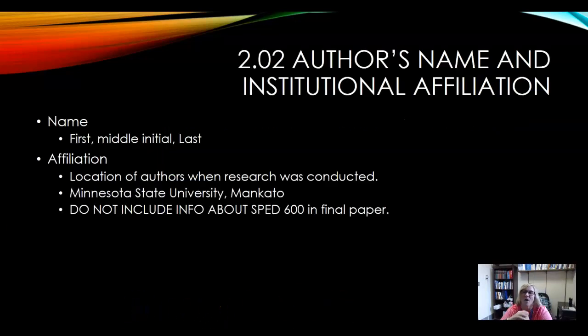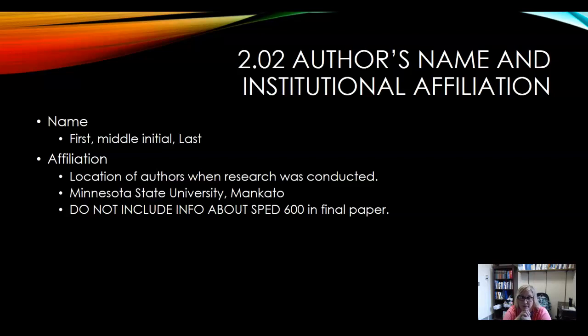Next, also on the title page, you will see the author's name and institutional affiliation. So your name typically is your first name, your middle initial, and your last name. You will see variations on that, just depending on how people choose to publish, but for the most part, it would be, so for me, Alexandra M. Hiltpanahan. Your affiliation, which is your university or where you work, where you conducted the research.